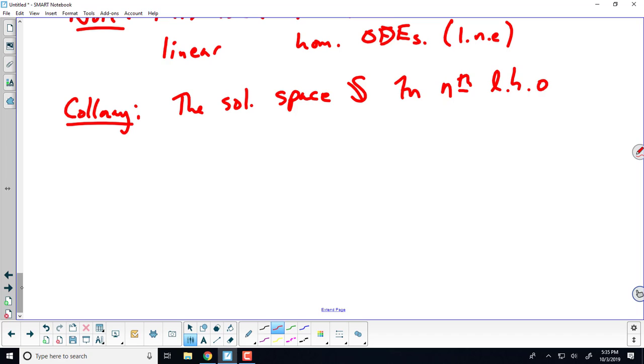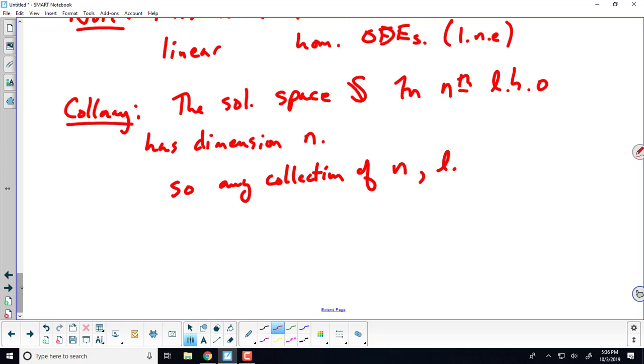Okay. So the solution space for an nth order linear homogeneous ODE has dimension what? The dimension is the number of vectors it takes to span it. When we had a second order ODE, it took 2 vectors, and we just showed all that work. So it has dimension n. So any collection of n linearly independent solutions is a basis. Okay?